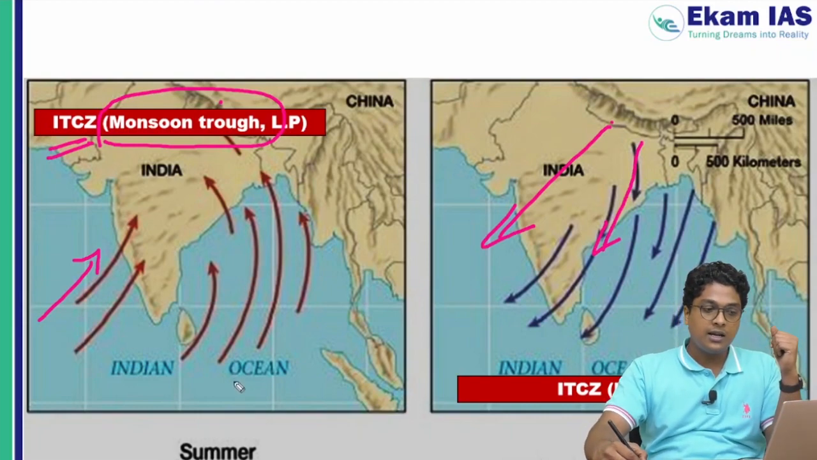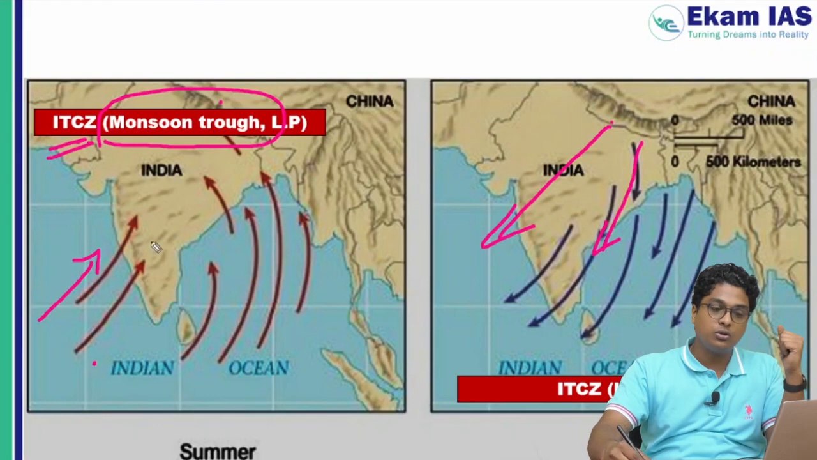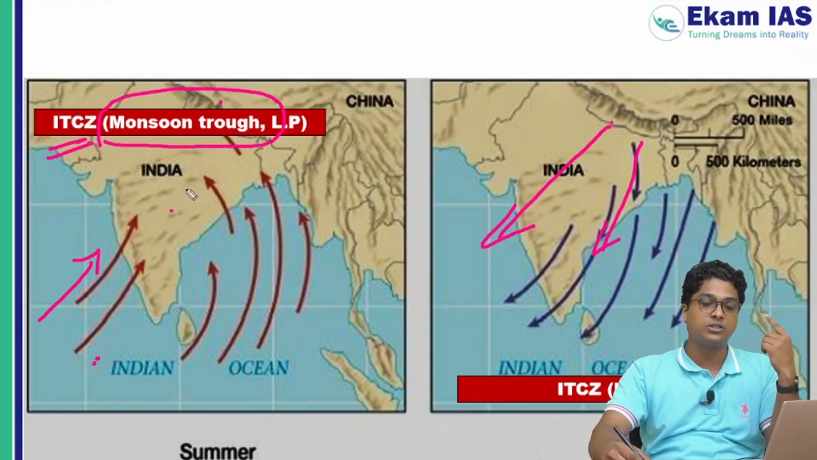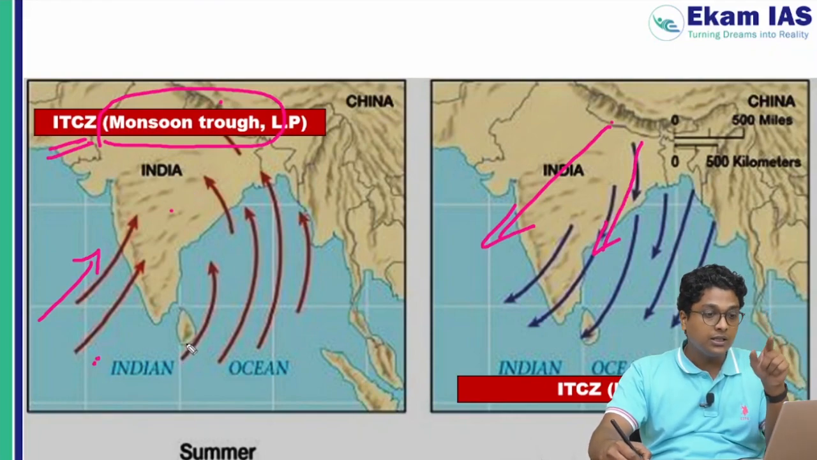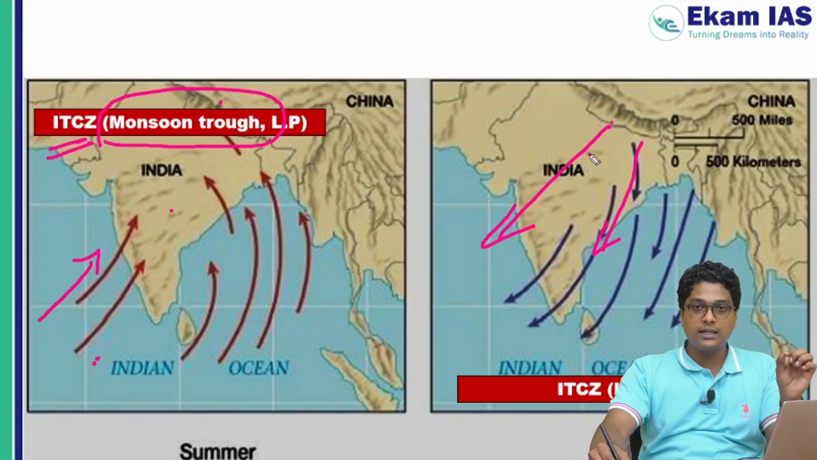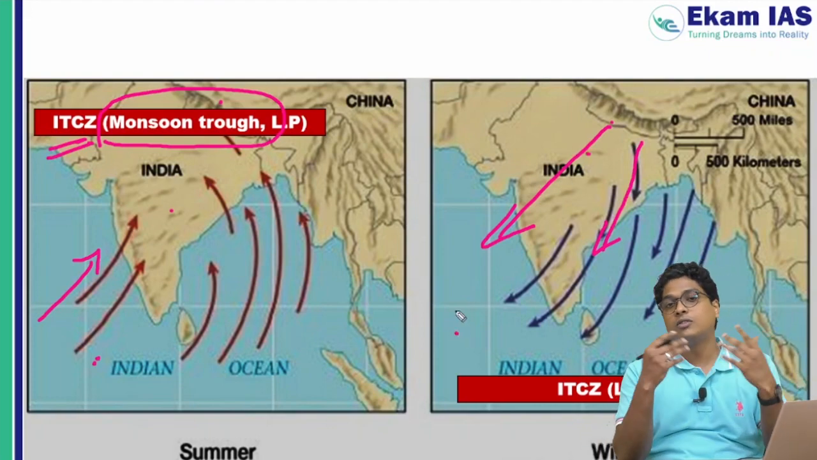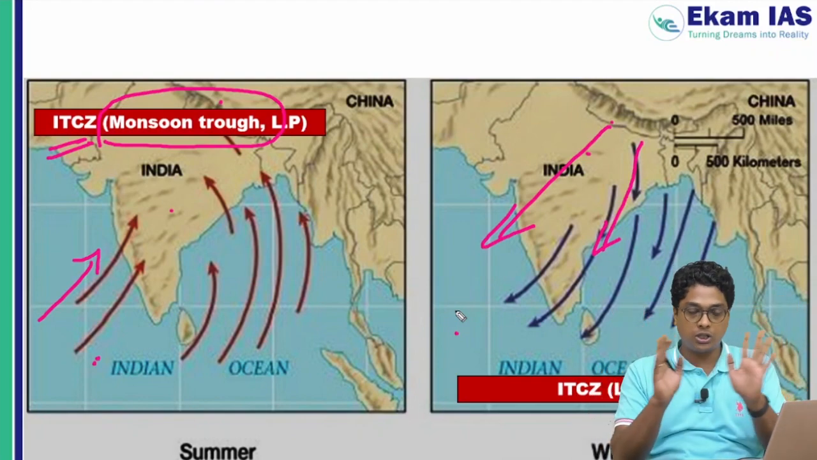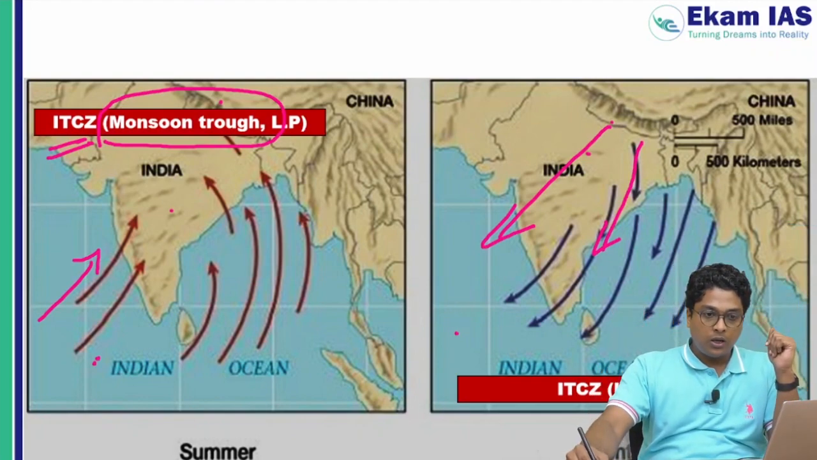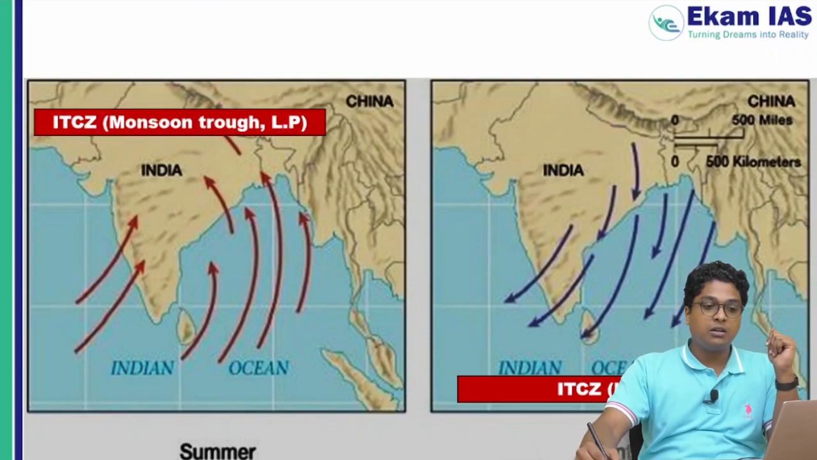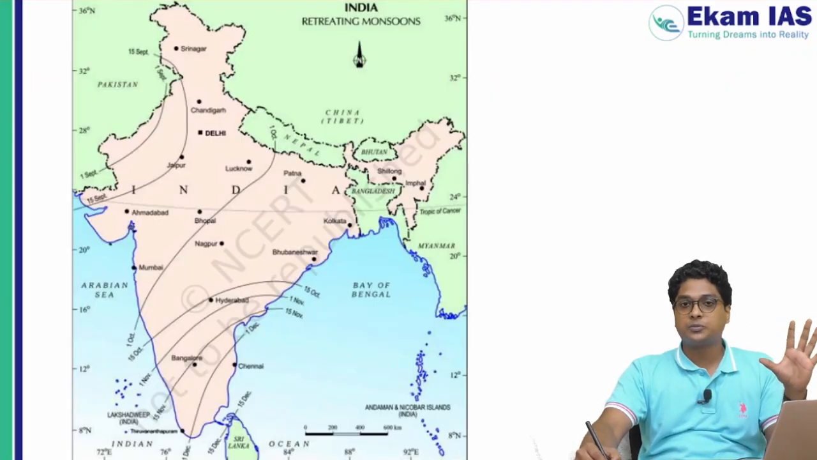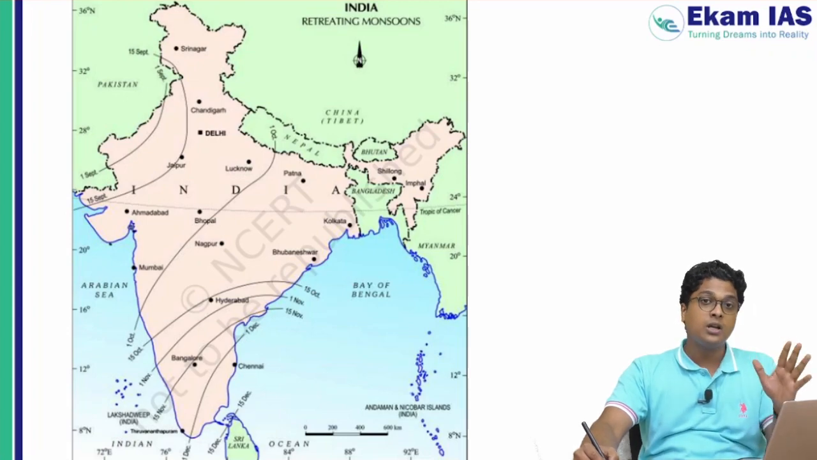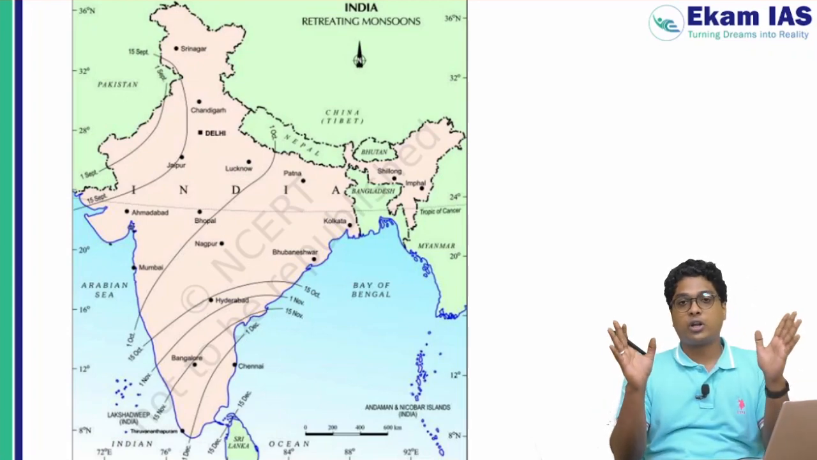So here you can see during the summer, wind is moving from the ocean to the land, producing rainfall during the summer months. Now during the winter months, the winds are moving from the continent towards the ocean, and this will be reducing the rainfall. The clouds are leaving the subcontinent. Understood? Now we'll talk about this retreating monsoon in detail, various aspects which are in news, which you should be aware of, especially if you're a UPSC aspirant.